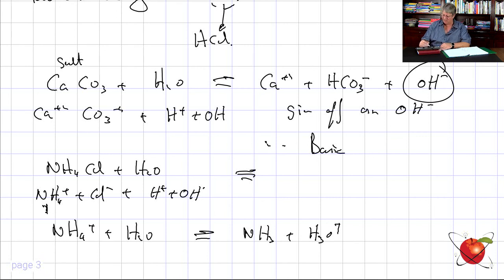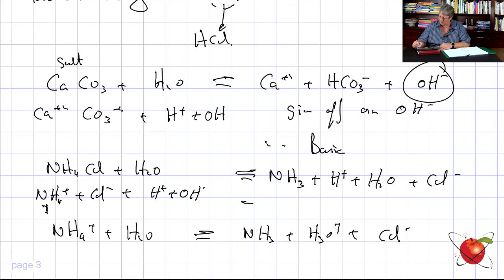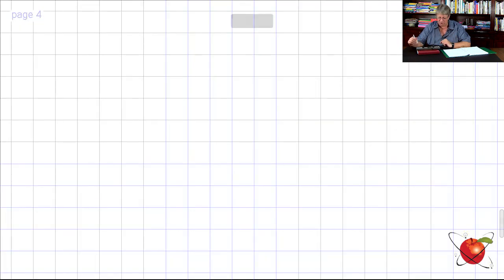So in this reaction, NH4+ goes to NH3, the hydrogen goes off and joins the H2O, and the chlorine sits. So I end up with NH3 plus H3O+ plus the chloride ion that sits. So the solution will be acidic. That's the way we're going to approach those problems. We are looking at the result of what happens when I put the different salts into water as a hydrolysis.